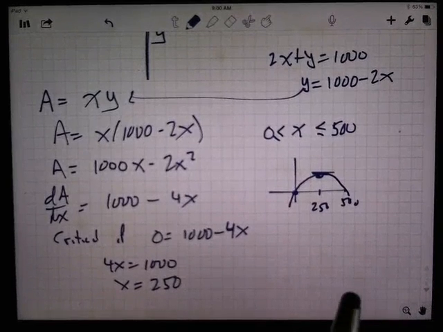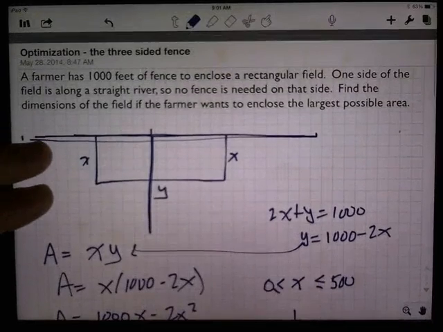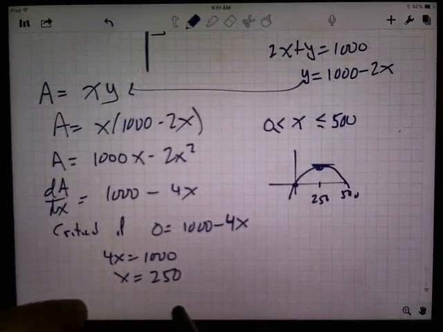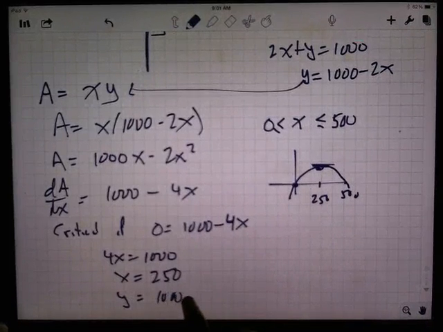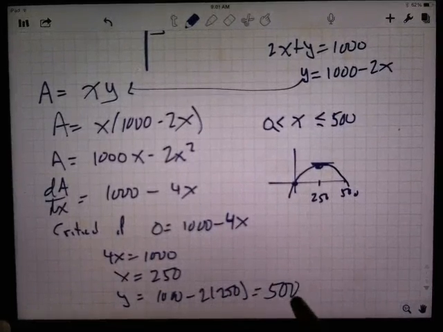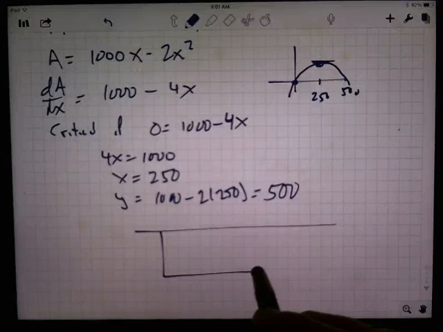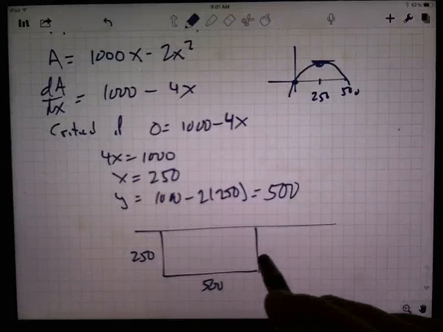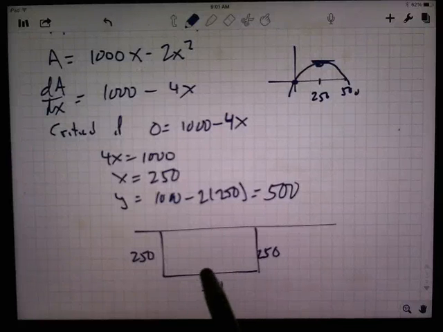Okay. Now, last thing that you've got to do on any one of these problems is make sure you answer the question. What did they ask for? They asked for the dimensions of the field. So x is 250. I can calculate y now. y is 1000 minus 2 times 250, which would be 500. So it seems that the maximum area happens when it's twice as long as it is wide. So this is 250, this is 500, this is 250. Okay. That will maximize the area.